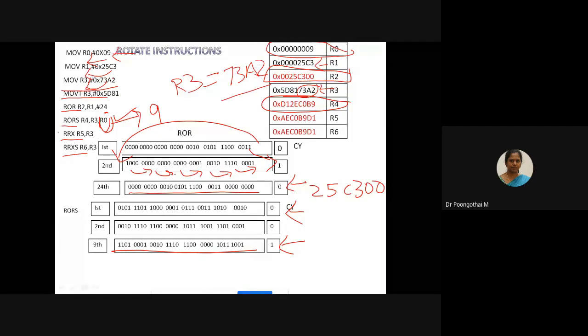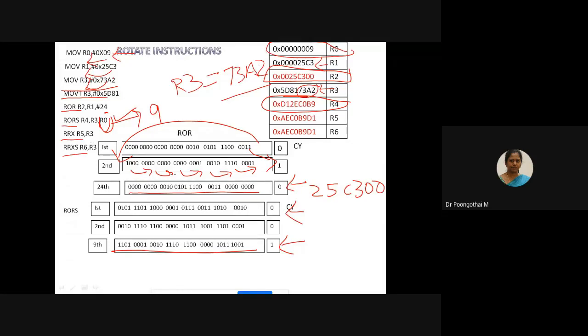And next one is the rotate right extended, R5, R3. What is R3? R3 is 7382. So this instruction will allow only one rotation. And the next instruction is RRX, that is rotate right extended with flag update.